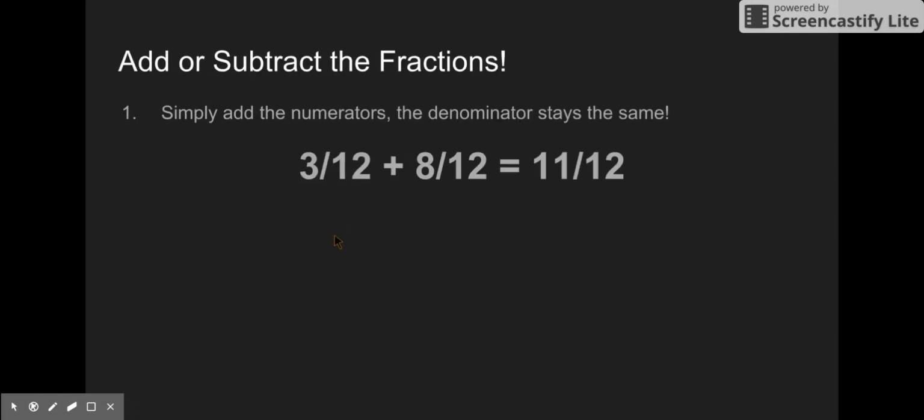Once you've established common denominators, you simply add the numerators. The denominator stays the same. So your new fractions 3/12 plus 8/12 equals 11/12. 3 plus 8 equals 11.